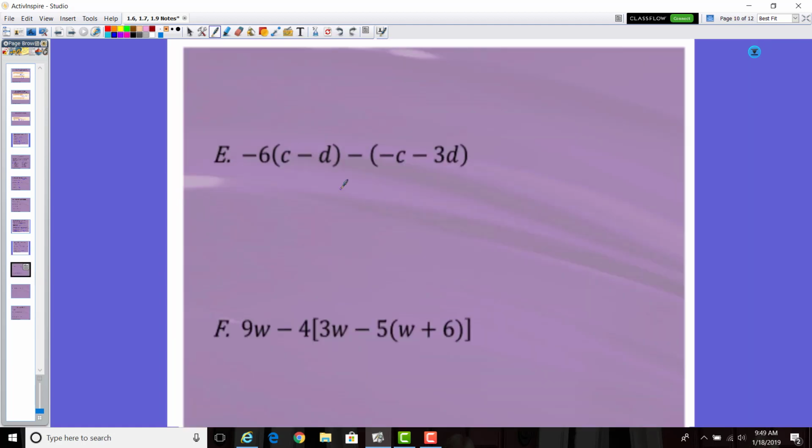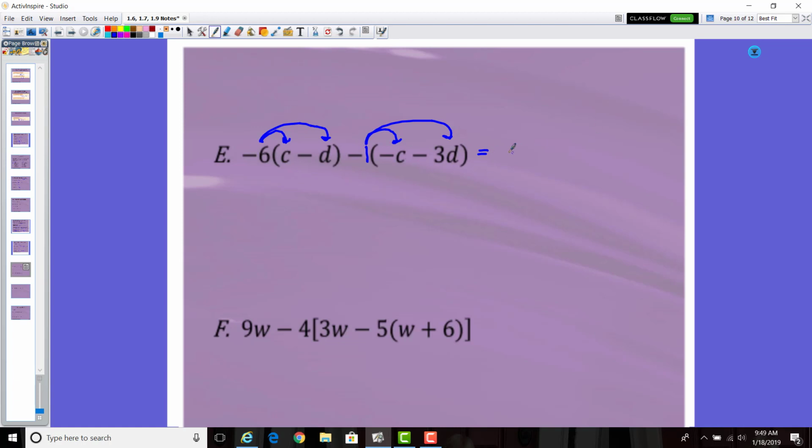Let's go a little bit further and start using more than one property. We've got the distributive property here. Remember, we've got a negative in front of a set of parentheses. That means a negative 1 needs to be distributed. Then we're going to have to look at our like terms. We've got C terms and D terms.